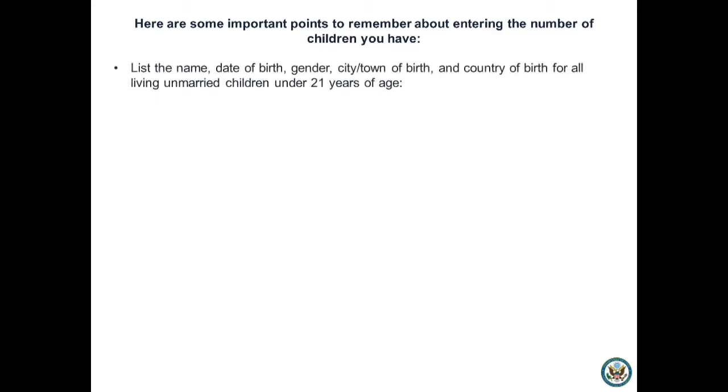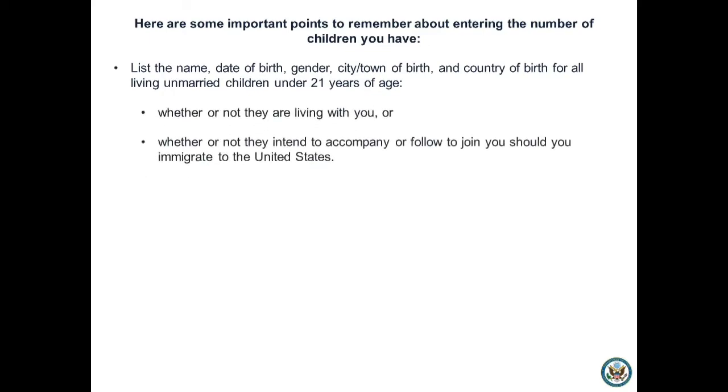List the name, date of birth, gender, city or town of birth, and country of birth for all living unmarried children under 21 years of age, whether or not they are living with you, or whether or not they intend to accompany or follow to join you should you immigrate to the United States.